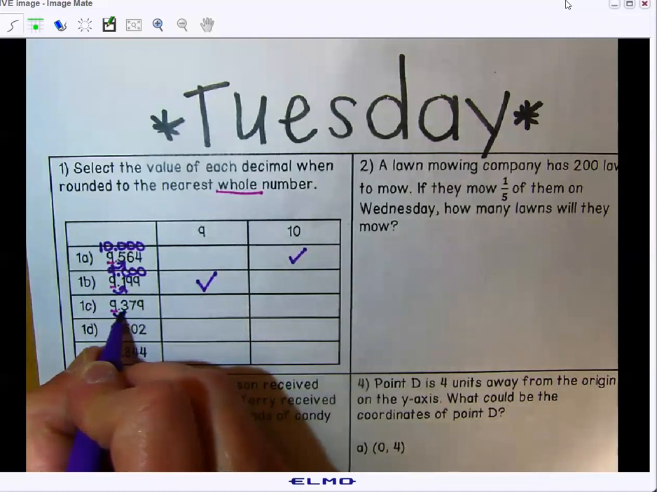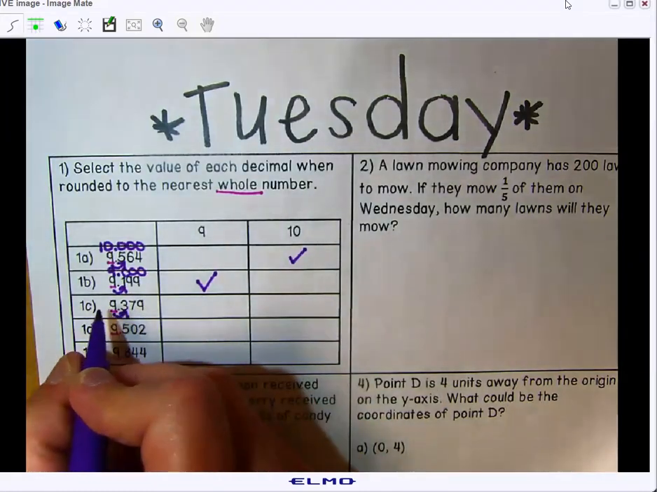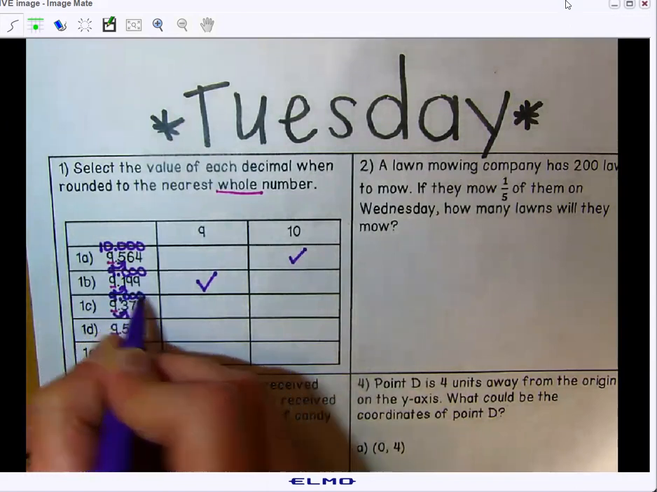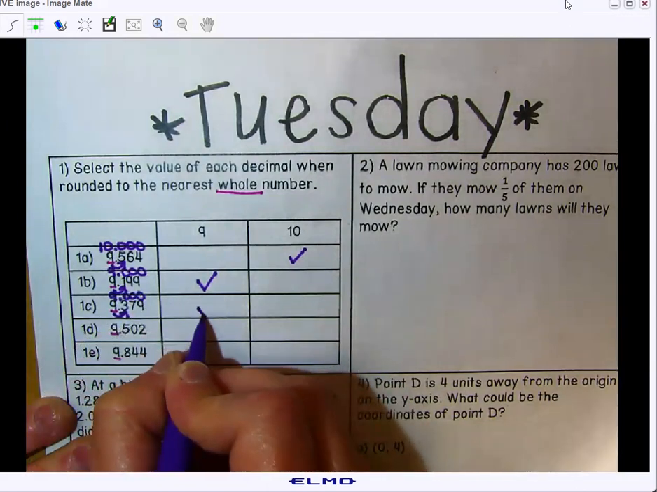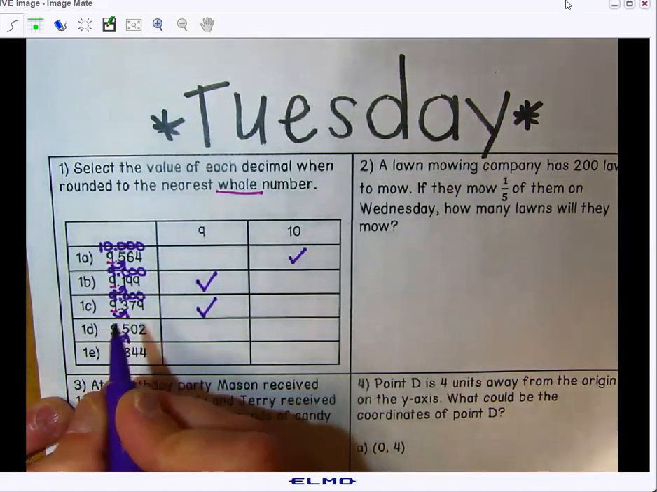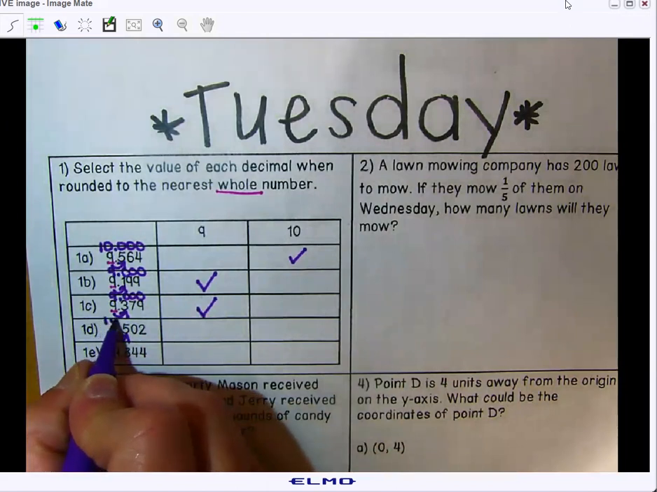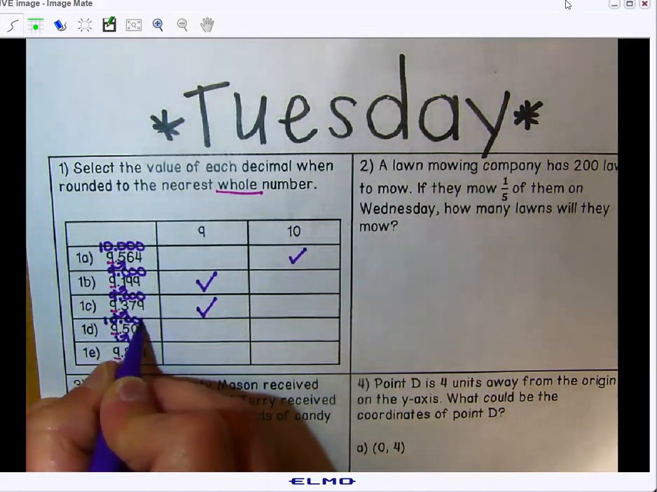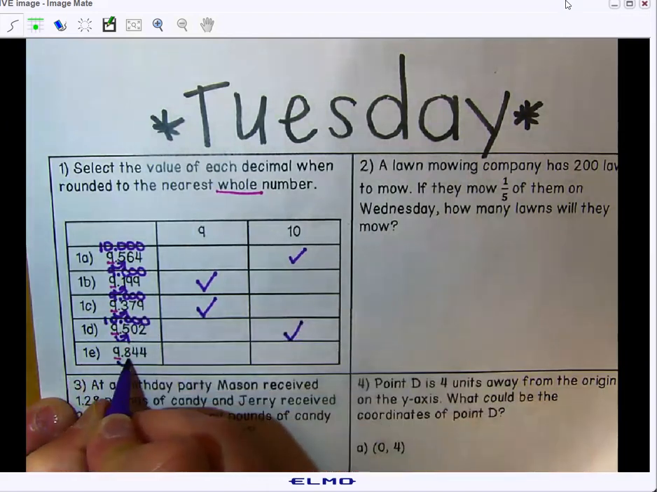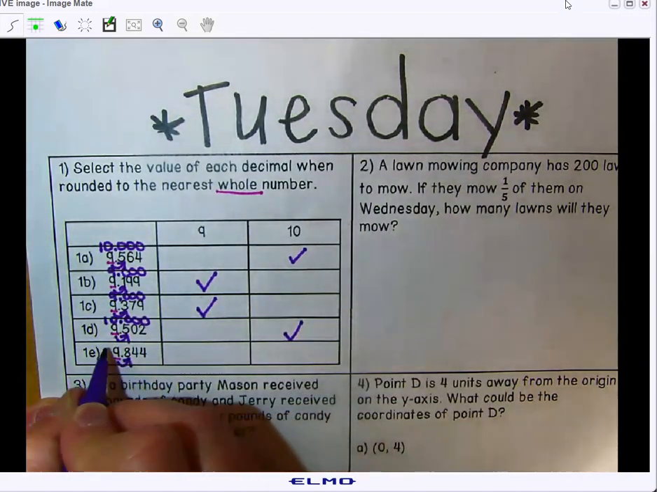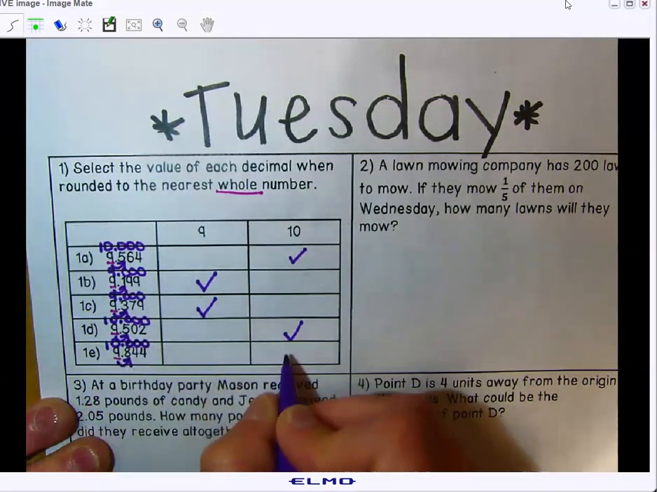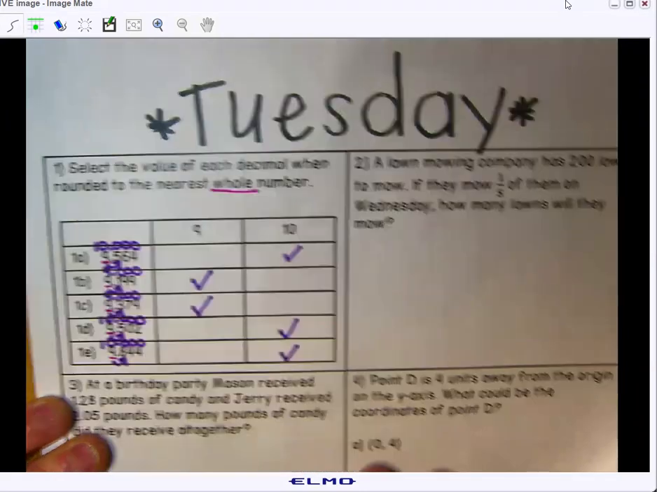Look to the right, 3 is going to tell the 9 to rest. So 9 stays the same. Everything to the right becomes a 0. So it's a value of 9. 5 tells the 9 to soar. So we add 1. Everything to the right becomes a 0. So the rounded value is 10. The 8 tells the 9 to soar to 10. Everything to the right is a 0. And so rounded, it would be 10.